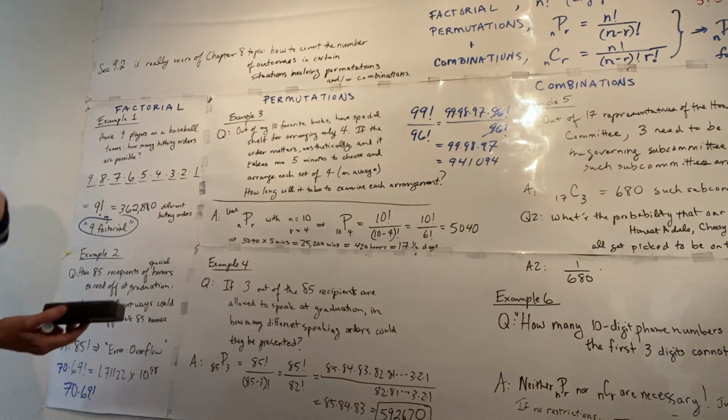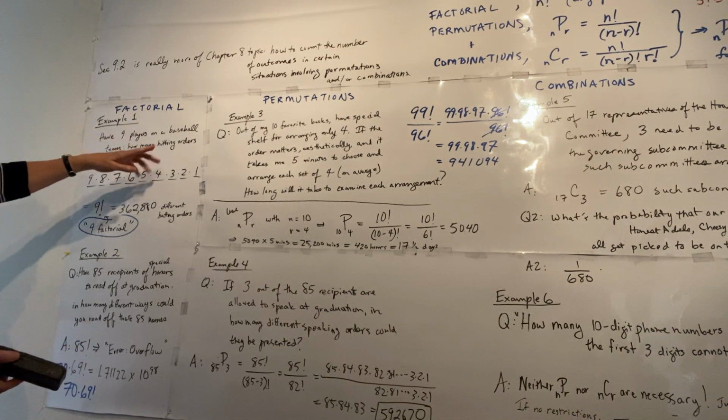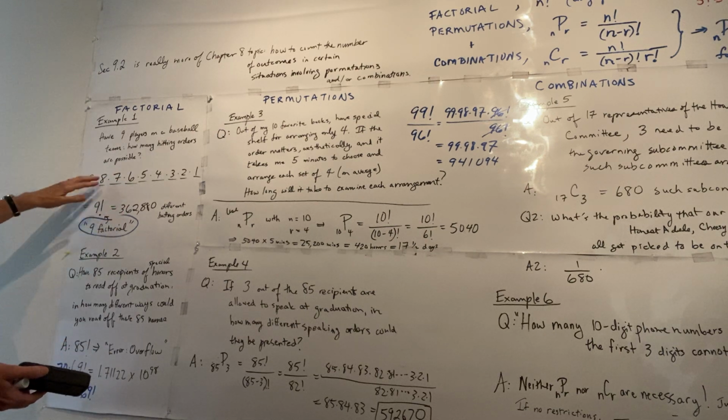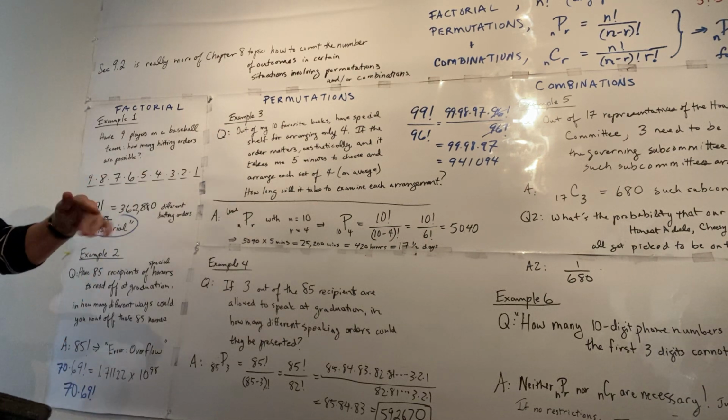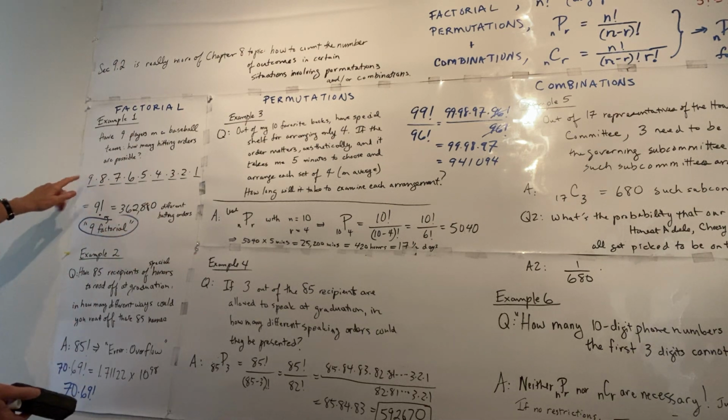Factorial, when would you want to use that? Well, suppose you have a question like this. You have 9 players on a baseball team. How many different hitting orders are possible? How many different lists of those 9 names could you submit as the hitting order for that team?